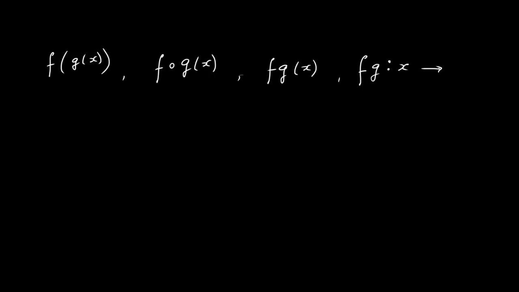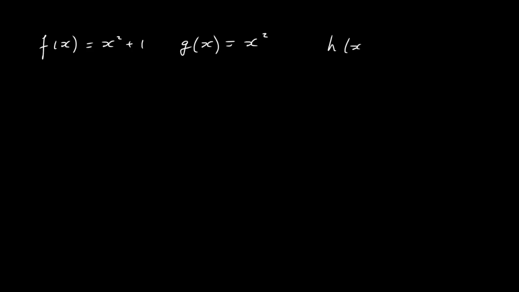Remember again, we had three functions up here. We had f of x is equal to x squared plus 1. We had g of x is equal to x squared. And we had h of x is equal to 1 over x. They're fairly simple functions, but the same procedure applies to any type of function. Okay, so let's try three functions.